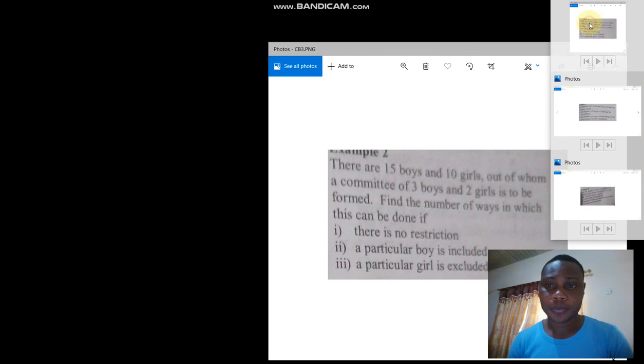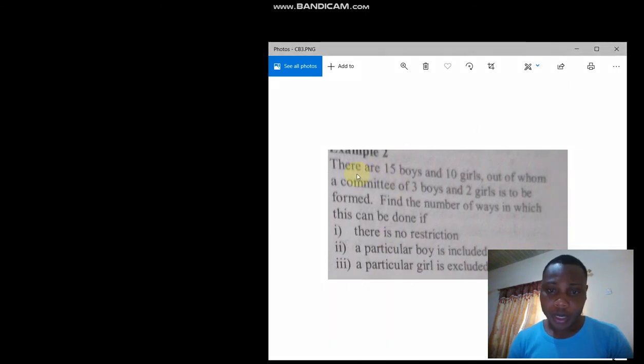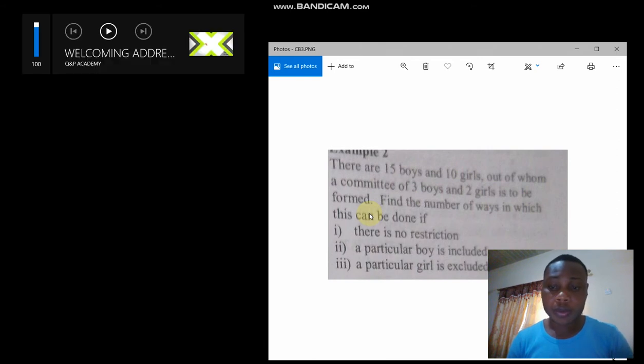We are supposed to solve more examples in this section, so let's jump straight in and take the first question. There are 15 boys and 10 girls, out of whom a committee of 3 boys and 2 girls is to be formed.